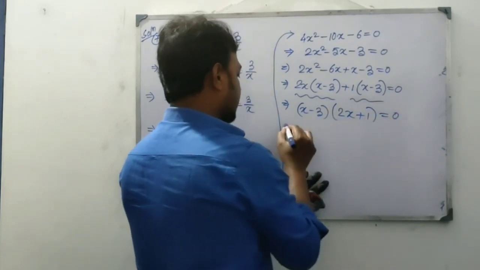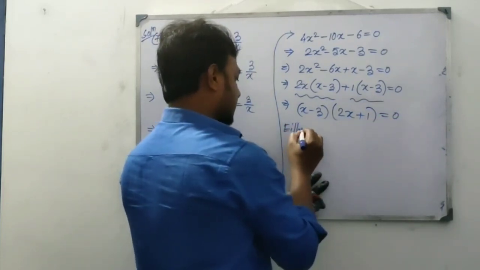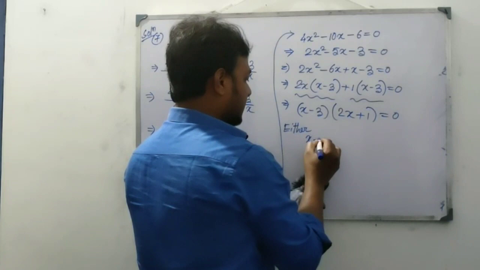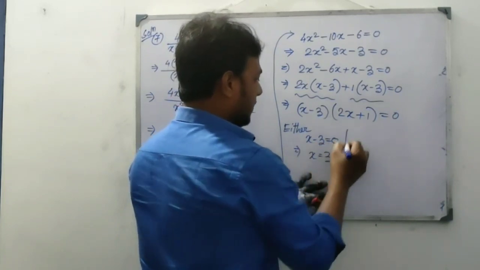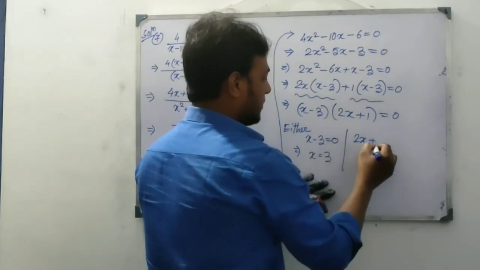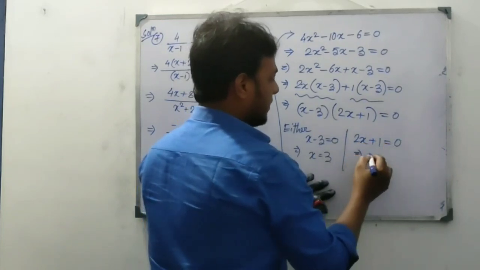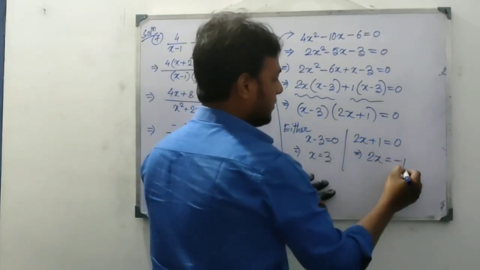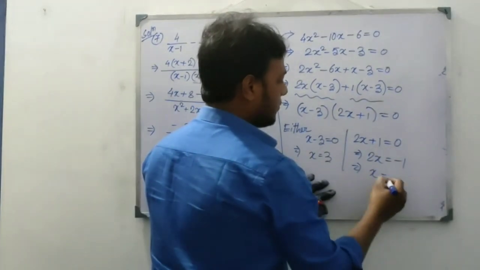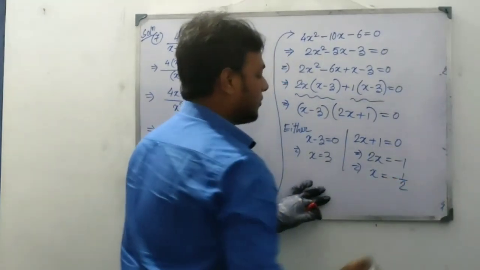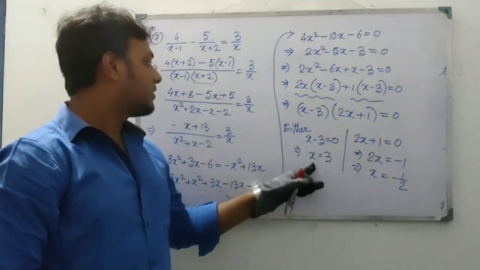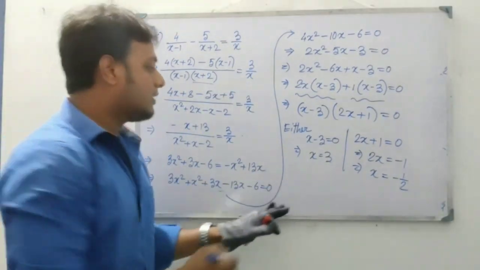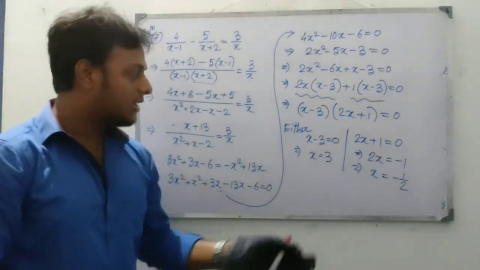Now either x minus 3 equals to 0. This line gives x equals to 3, and another one 2x plus 1 equals to 0 implies that 2x equals to minus 1 implies that x equals to minus 1 by 2. So now we have two solutions, two values of x which satisfy this equation. So hence the solution is 3 comma minus 1 by 2.